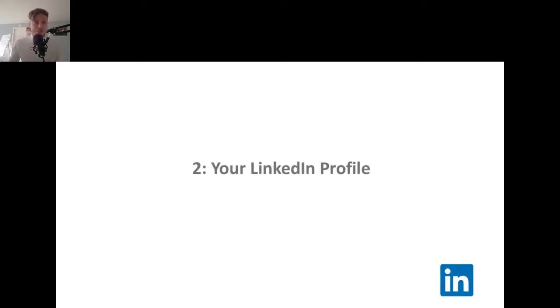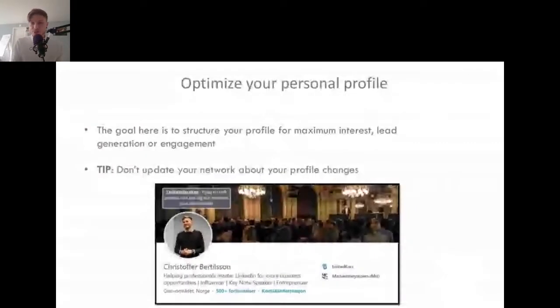More and more CEOs that I meet actually go into the company page and check up on the personal profiles to see how professional this company is. It's very important that we have good personal profiles. It's basically optimizing your personal profile for maximum results. And the goal here is to structure your profile for maximum lead generation and engagement.